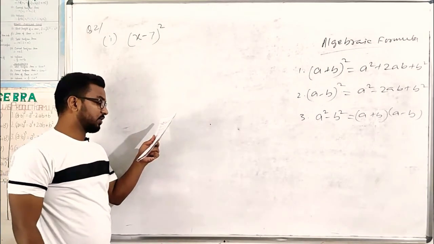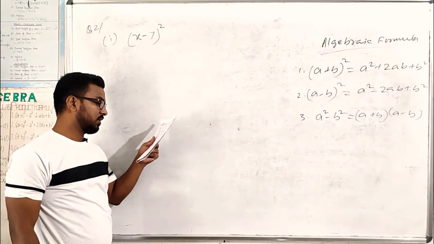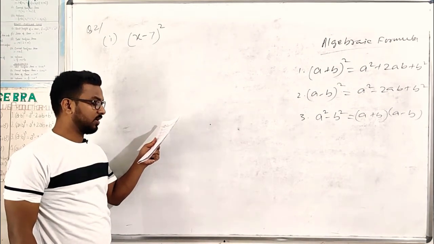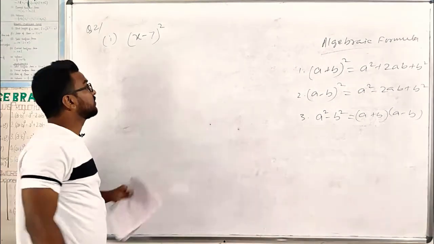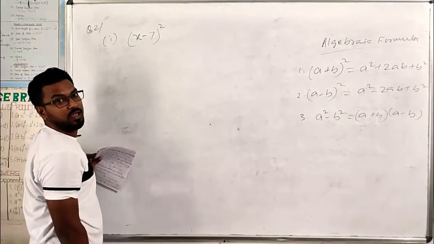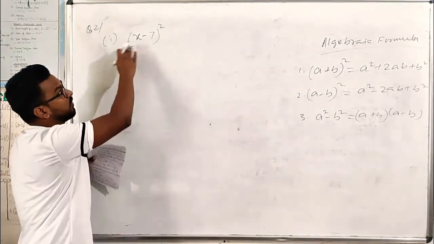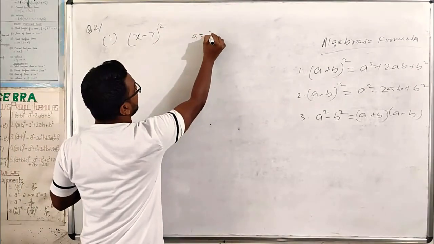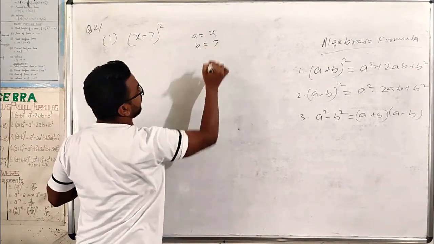So moving to our next question: evaluate the following using an identity and verify the result by direct multiplying. Okay, you have to verify it. So what will we do? This will follow which formula? The second formula, the a minus b whole square formula. So we have to identify what is a. Here a is x and b is 7.